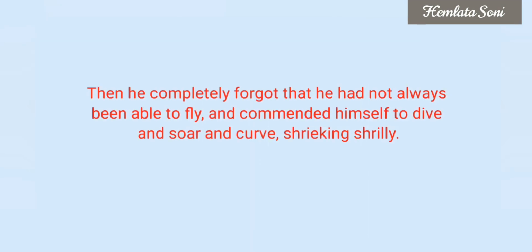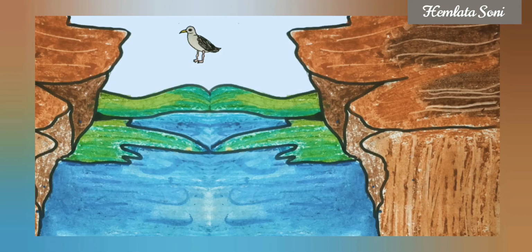Then he completely forgot that he had not always been able to fly, and commended himself to dive and soar and curve, shrieking shrilly. Now the young seagull, who was once afraid to fly, who was not confident with his wings, he was praising himself to fly, to soar, and to curve and to bank. He was very happy. He was shrieking. He was making loud noise.